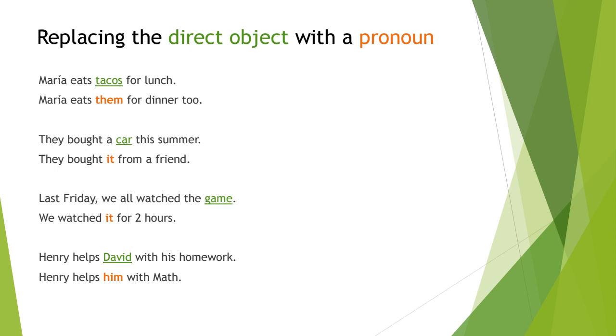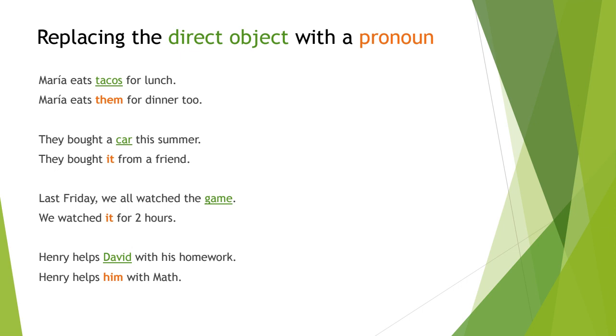So the first one, Maria eats tacos for lunch. So if we're talking about Maria eating tacos and we keep talking about her eating tacos, Maria eats tacos for lunch, Maria eats tacos for breakfast, Maria ate tacos yesterday. There's no reason to keep saying tacos over and over and over again because it becomes redundant. So we can replace tacos with a pronoun, with a direct object pronoun like them. So we can say Maria eats them for dinner too. And we'll know that tacos is what's being referred to.